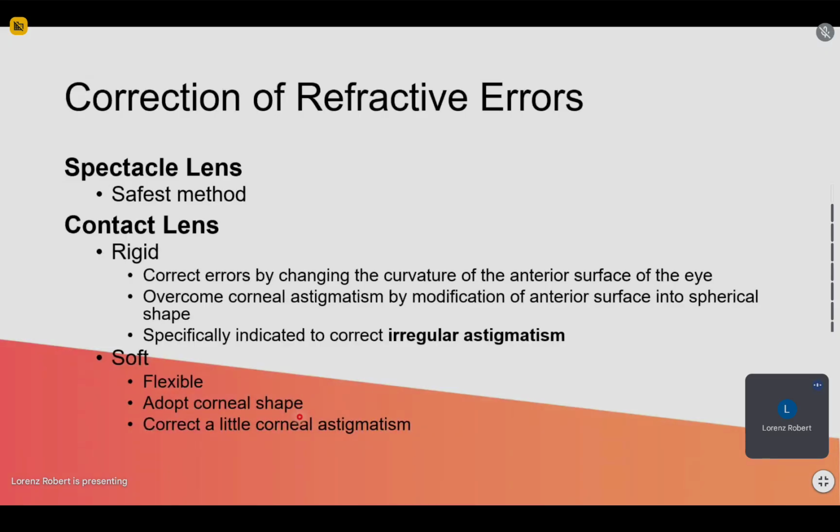So the safest method to correct refractive errors is spectacle correction. It's the most affordable also. Contact lenses are another option. Rigid contact lenses correct the refractive errors by changing the curvature of the surface of the eye, or the anterior surface.